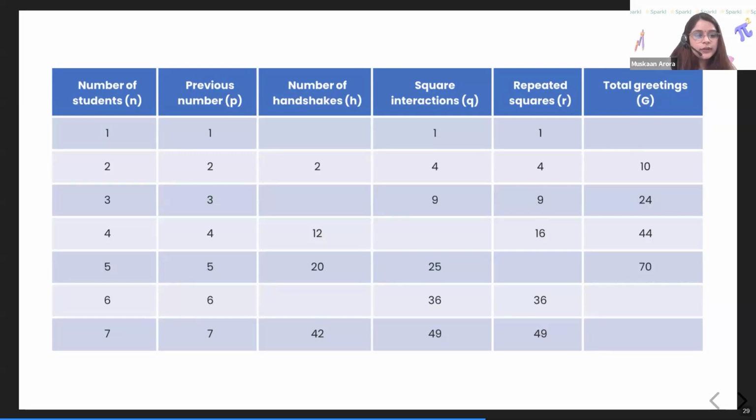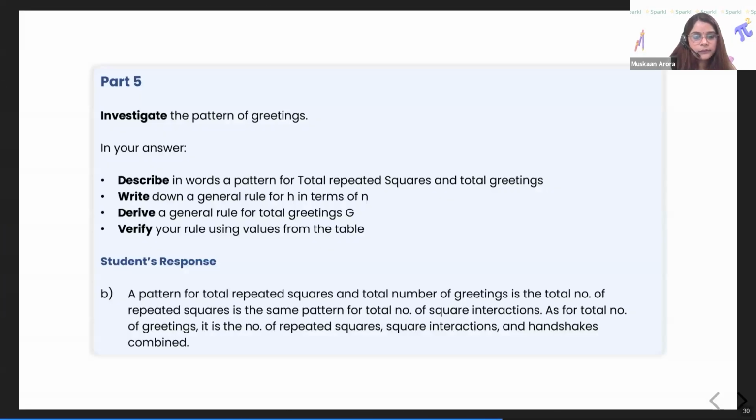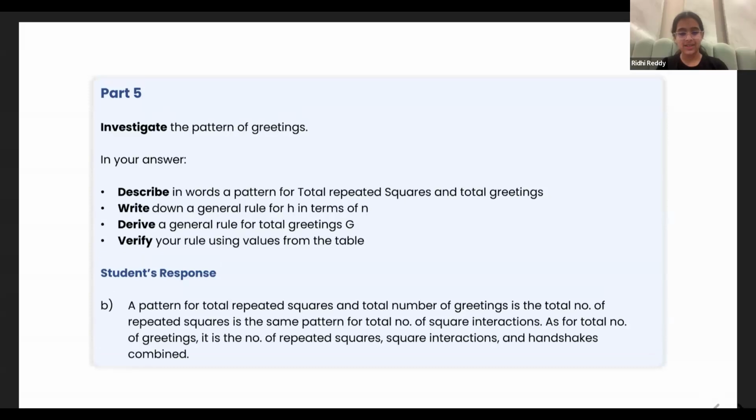Should we go to the student's response now? Riddhi, please. Instead of mentioning that it's the same pattern as the total number of square interactions, we could actually state the pattern, that is the quadratic sequence. The quadratic sequence. And how would you explain the quadratic sequence? It is a quadratic sequence with a second difference of 2.